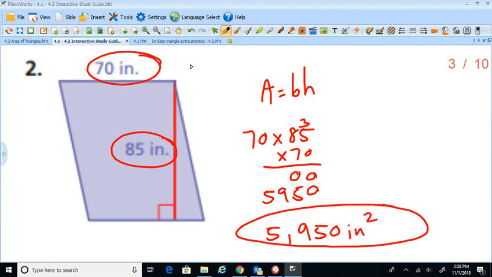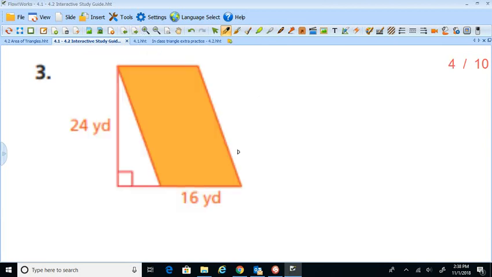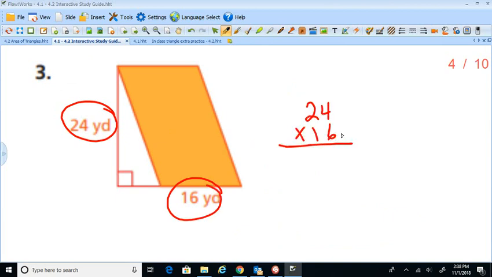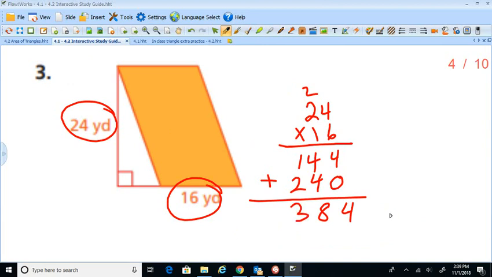Number 3. It's still a parallelogram. This time the height is 24. The base is 16. So we're going to do 24 times 16. 6 times 4 is 24. 6 times 2 is 12, plus 2 is 14. Move place values. 1 times 4 is 4. 1 times 2 is 2. Add them together. 384 square yards. Final answer.